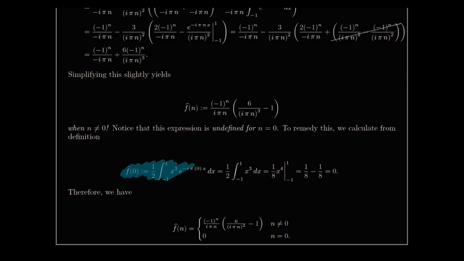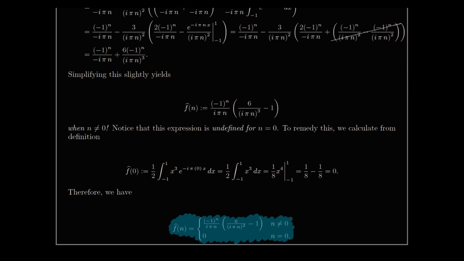I will just go ahead and compute the integral of x cubed dx, and I end up with 0 because it's an odd function over symmetric bounds. And so we finally recover the true Fourier series transform of x cubed over this interval as the piecewise function that differs when n is not equal to 0 versus n being equal to 0.